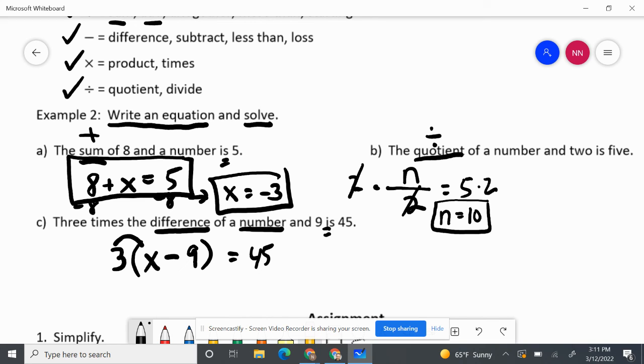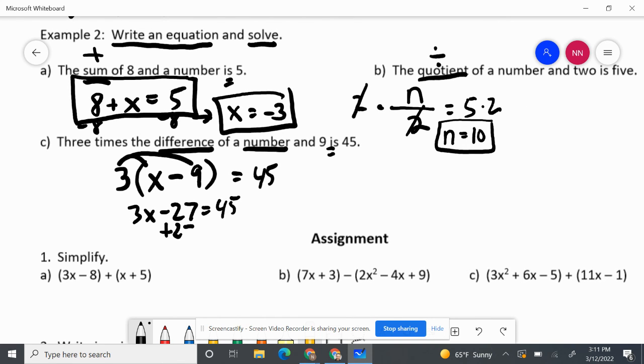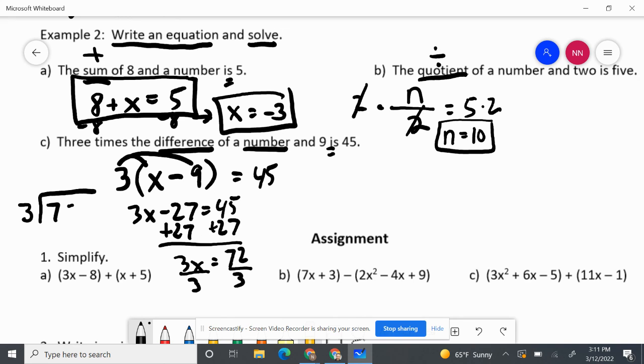So I'm going to distribute the 3 to each of the terms. And then I want to isolate the variable. So I'm going to add the 27. And then I'm going to divide it by 3. So when I divide 72 by 3, 3 goes into 7 2 times. 2 times 3 is 6. If I subtract 7 and 6, that's 1. 3 goes into 12 4 times. So x is equal to 24.